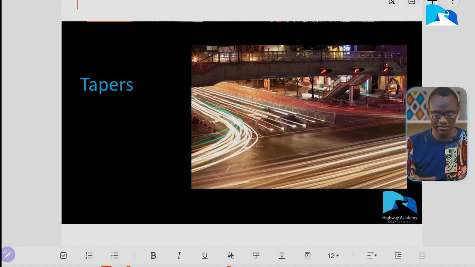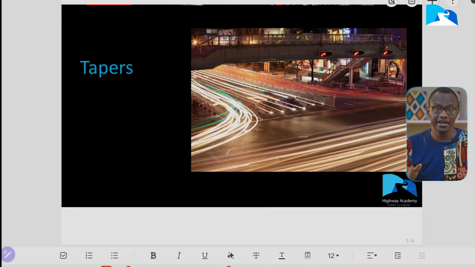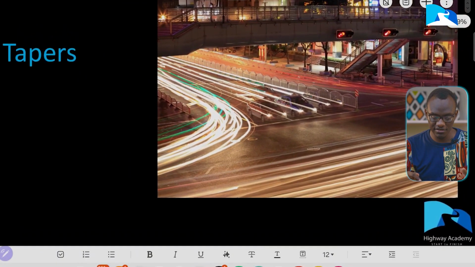In this lesson we are going to be looking at tapers. Now, tapers, as we highlighted, are one of the design considerations when you're designing your auxiliary lanes. You can find the notes on the link that we've shared earlier, but also in your lecture notes you can find details regarding this.